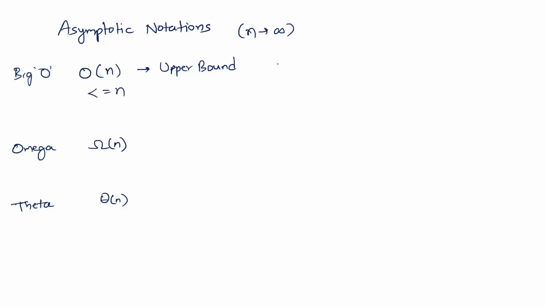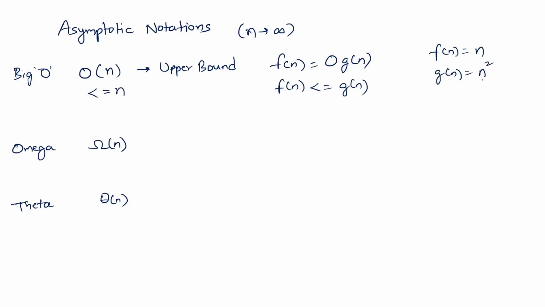If I want to denote it in the form of functions, then I can write it like this. In this way, I can compare two functions with the help of big O notation. So if big O is there, then I will say that Fn is less than or equal to G of n. If I say that Fn is equal to n and Gn is equal to n square, then you can say that Fn is big O of Gn, right?